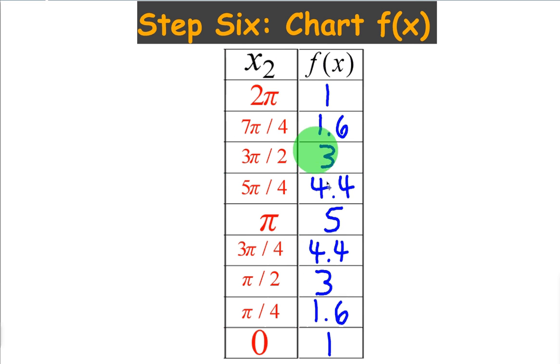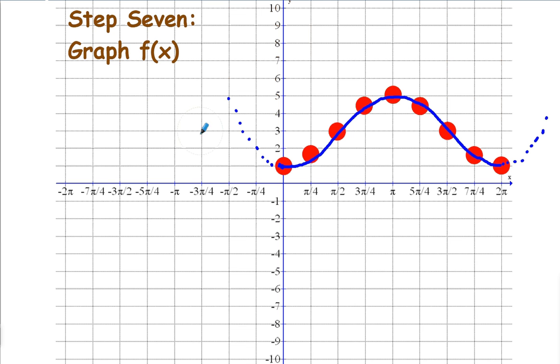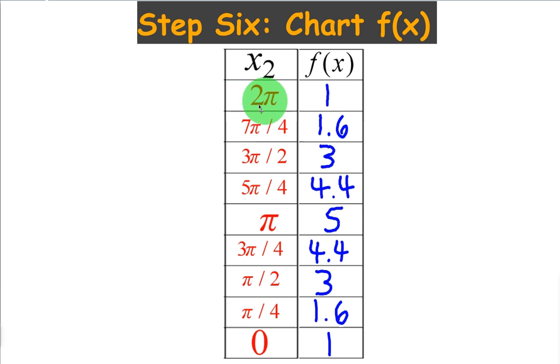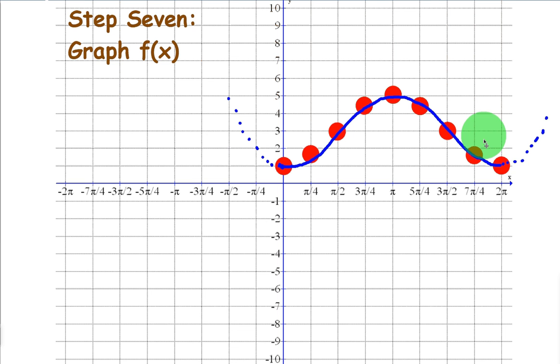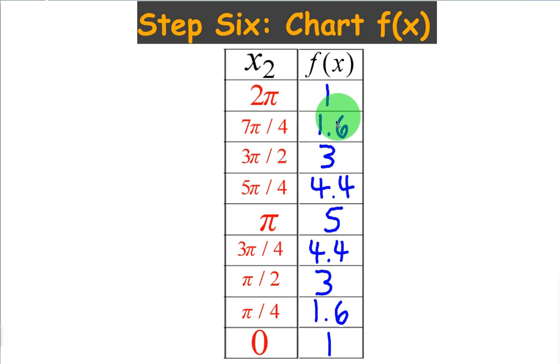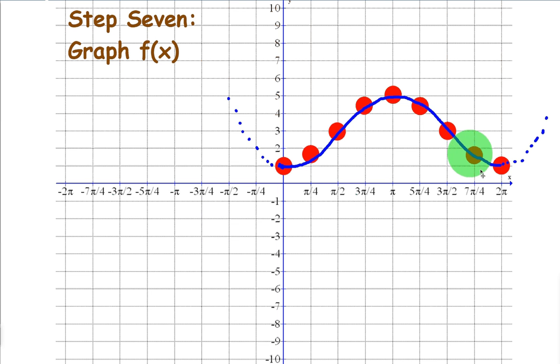So after step 6 of charting those values, we're going to go to step 7 and plot them on a graph. Now, how do we do that? Well, for example, 2 pi comma 1 goes right here at 2 pi comma 1, 7 pi over 4 comma 1.6. 1.6 is somewhere between 1 and 2, and you connect them. You know it's going to be a wave because it's cosine, so you connect them with a wave.